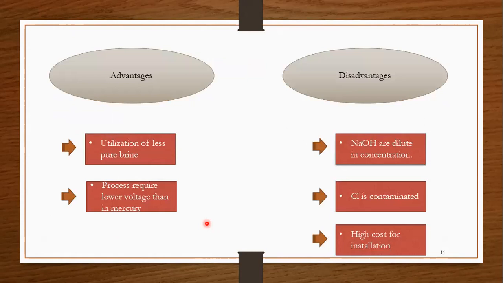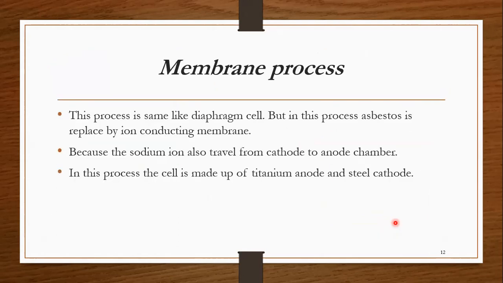So here are also advantages and disadvantages. Utilization of less pure brine in this process, as I discussed earlier, the brine concentration is less because the NaCl is also attached with NaOH. The process requires lower voltage than in the mercury cell. The main disadvantages are that the NaOH is dilute in concentration, the chlorine is contaminated, and there is a high cost for installation.